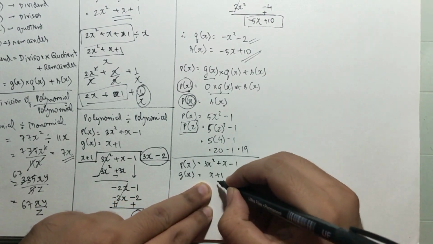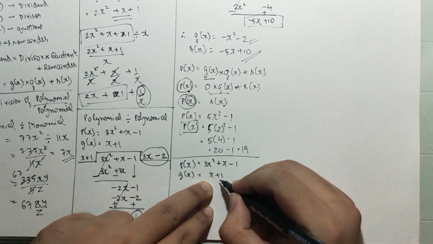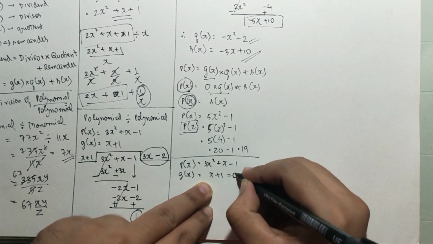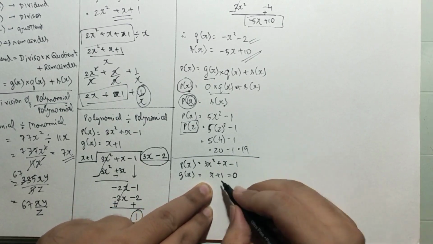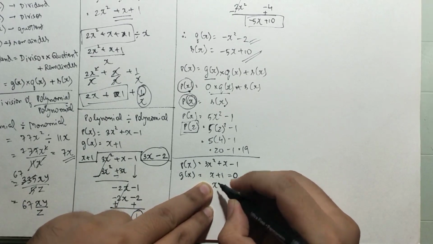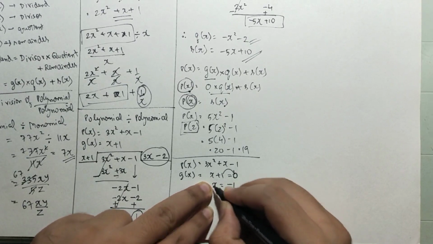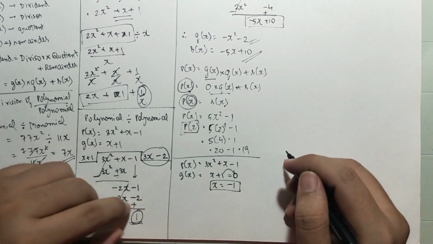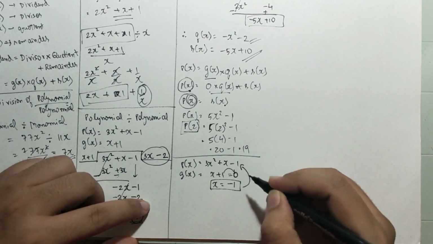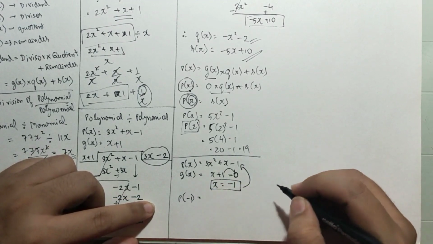We will find the value of x from the divisor in such a way that our divisor becomes 0. So I will equate the divisor to 0. If I equate the divisor to 0, we will get a value of x. If we take this 1 to the other side, it will become minus 1. This value of x, I will substitute in the dividend, with the value of x as minus 1.